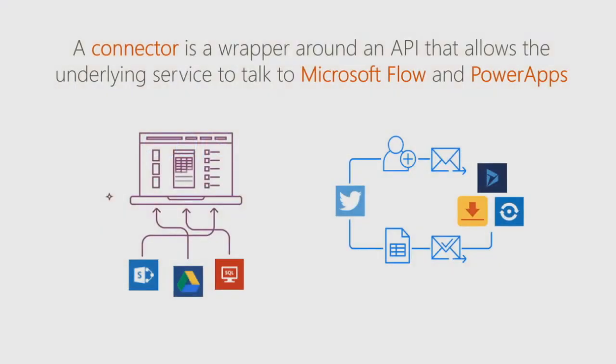So that was a brief overview of the products, and now we're going to talk about those connectors that really tie the whole thing together. A connector is a wrapper around an API that allows that underlying service to talk to PowerApps or Flow. For example, you can build an application off of a SharePoint list that ties into a Google Drive. Or you can have a flow that starts when a tweet occurs, and then you can tie it into email, DocuSign, Dynamics, and more.